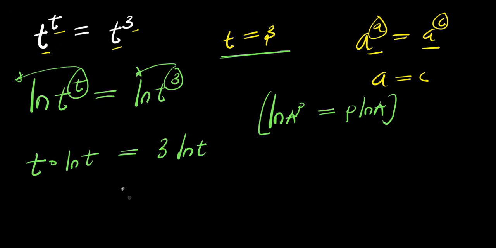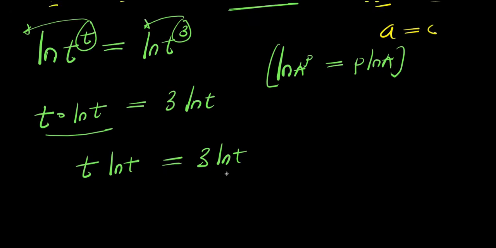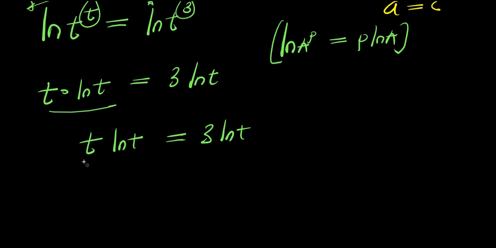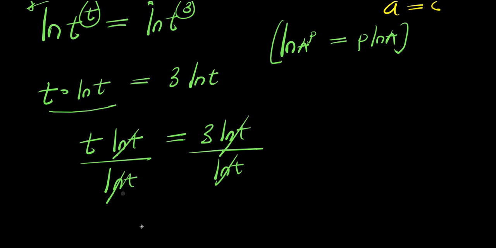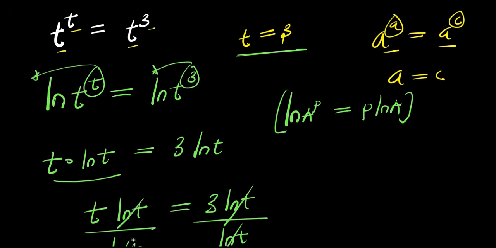Now, I can decide to multiply this out. This is t times ln t equals 3 times ln t. I can decide to divide this by ln t and divide this by ln t. ln t divides ln t, that is t equals 3. This is the exact solution we had earlier on, right?